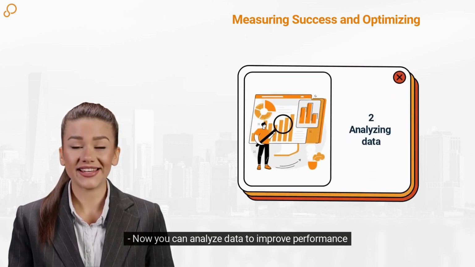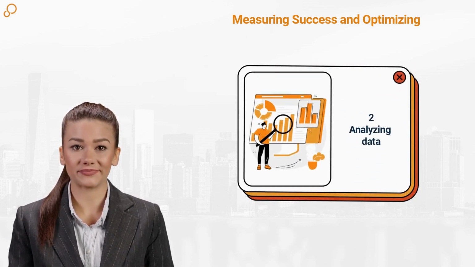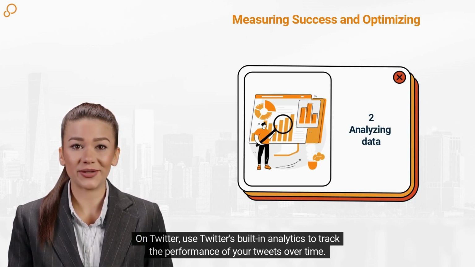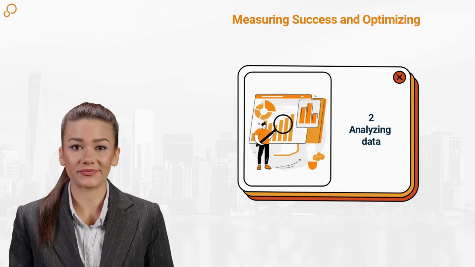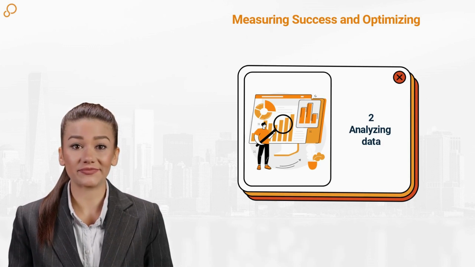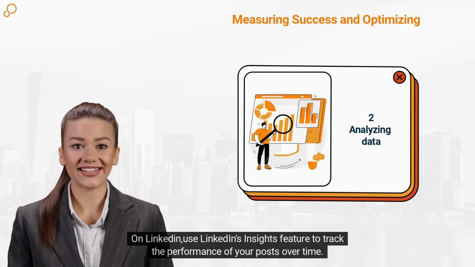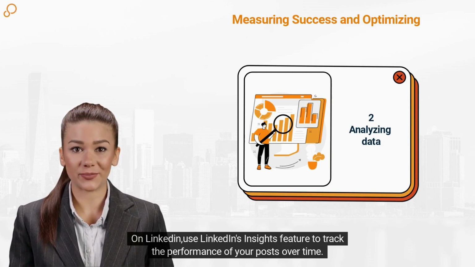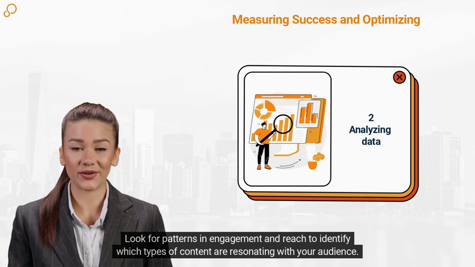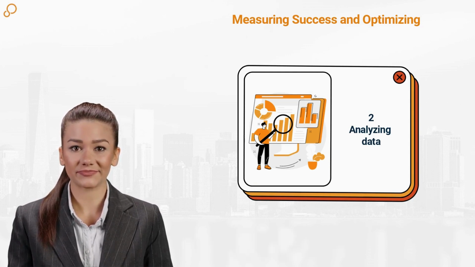Now you can analyze data to improve performance. On Twitter, use Twitter's built-in analytics to track the performance of your tweets over time. Look for patterns in engagement and reach to identify which types of content are resonating with your audience. On LinkedIn, use LinkedIn's Insights feature to track the performance of your posts over time. Look for patterns in engagement and reach to identify which types of content are resonating with your audience.